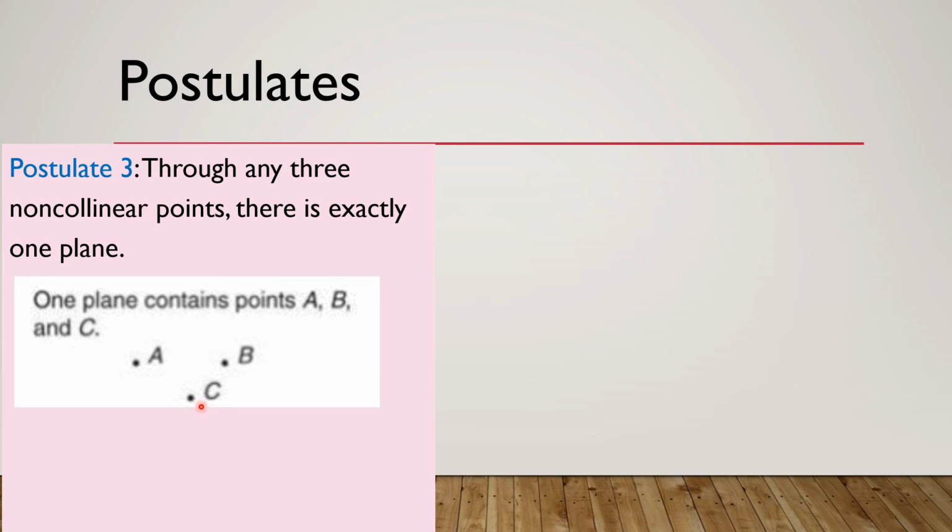We said a while ago that if there are 2 points, there is exactly one line. So this is 2 points, 1 line, 2 points, 1 line, 2 points, 1 line. So if there are 3 non-collinear points, there is exactly one plane. So form siya ng plane. So ito yung postulate number 3.